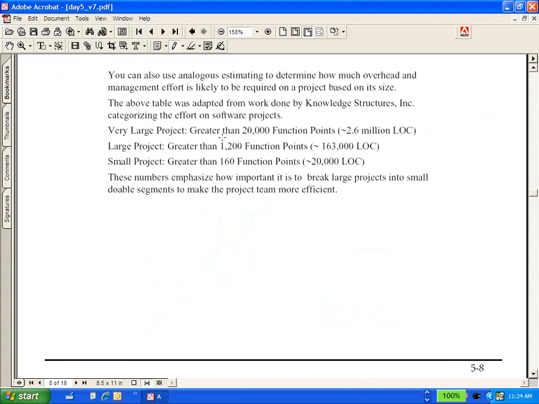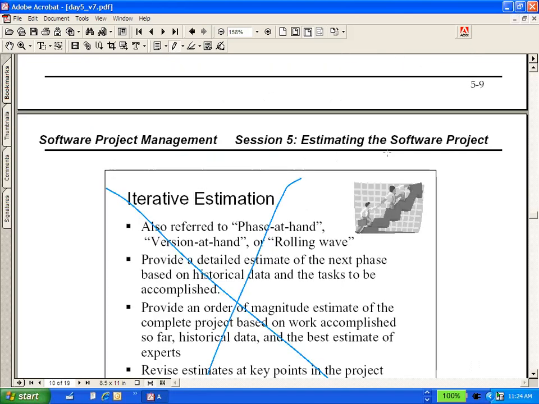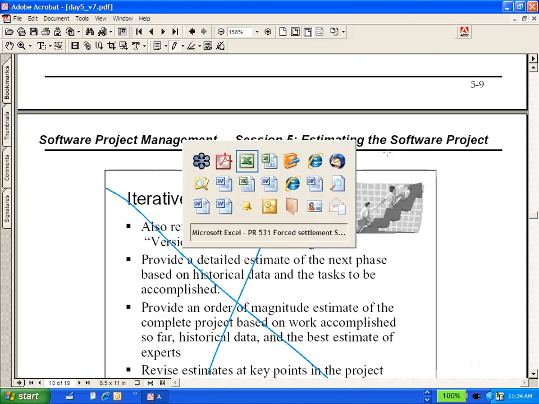They're just describing, forget about this function points thing. What is a large project in their mind? More than 2.6 million lines of code is a large project. A small project means less than 20,000 lines of code. Who cares? Okay, let's move to the next chapter, day 6.